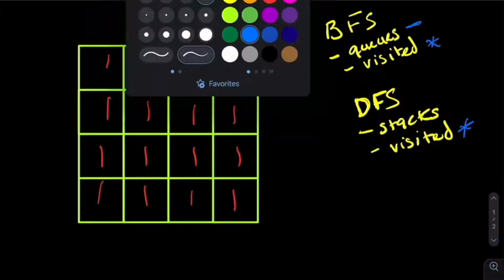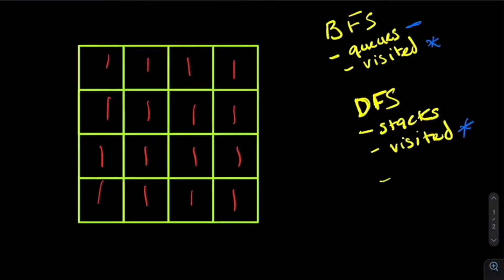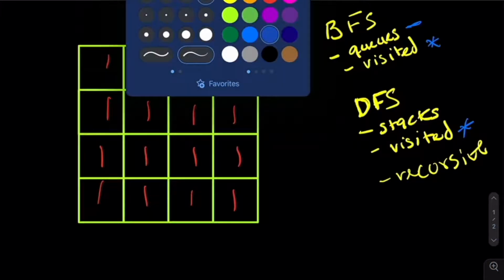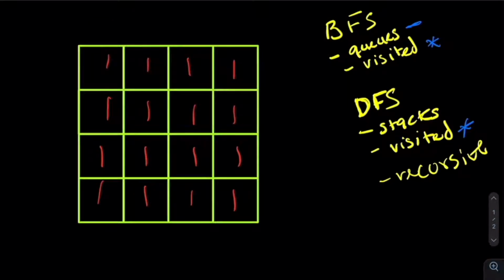Also, DFS is always recursive, and DFS in particular uses stacks. You can use the stack of recursions themselves and not actually create a stack data structure, or you could create an additional stack data structure. Whereas in BFS, just remember that we have queues. All right, so let's start with DFS because you'll see the difference right away.